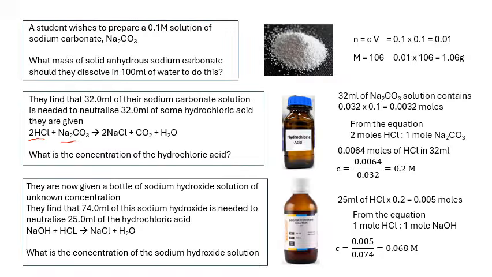There you go. So the first thing I've done is I've worked out how many moles of the HCl in my 25 mils of 0.2 molar solution. From the equation, we see that the ratio is 1:1 of HCl to NaOH. And so now I can work out the concentration of the sodium hydroxide, and it's 0.068 molar.